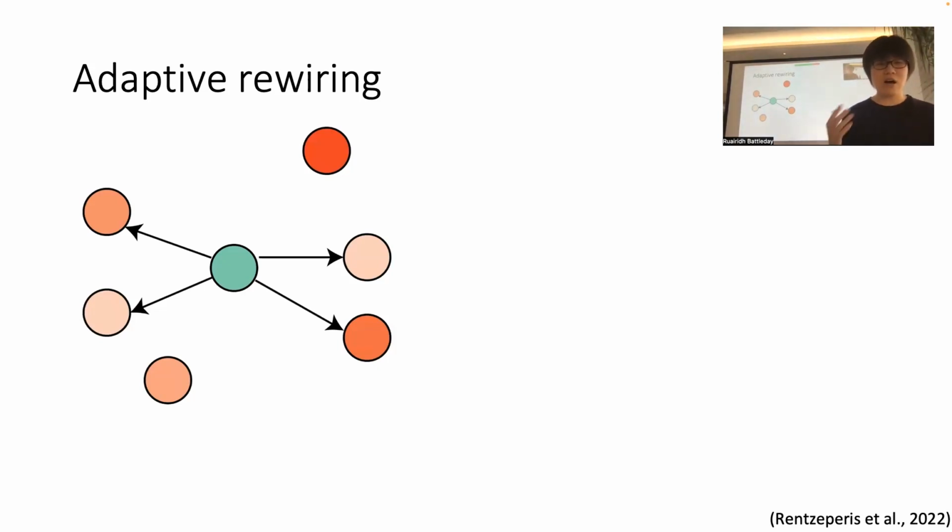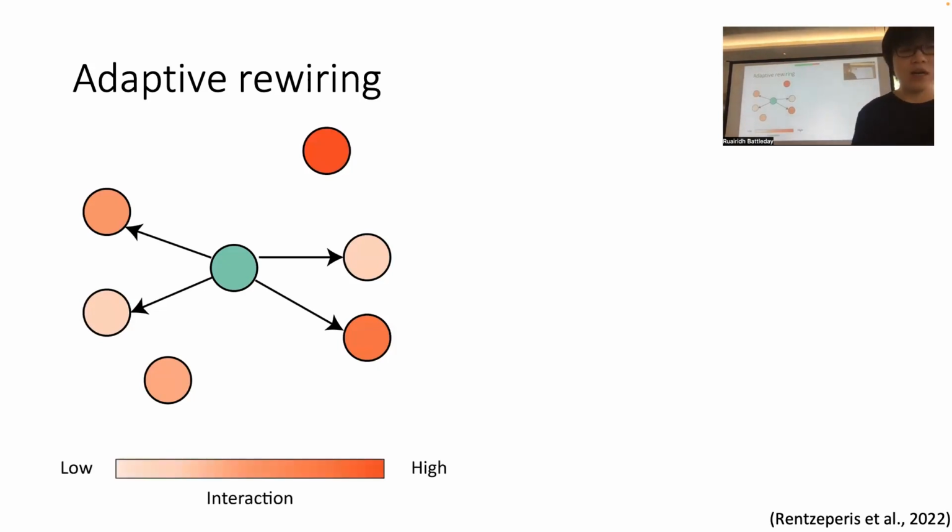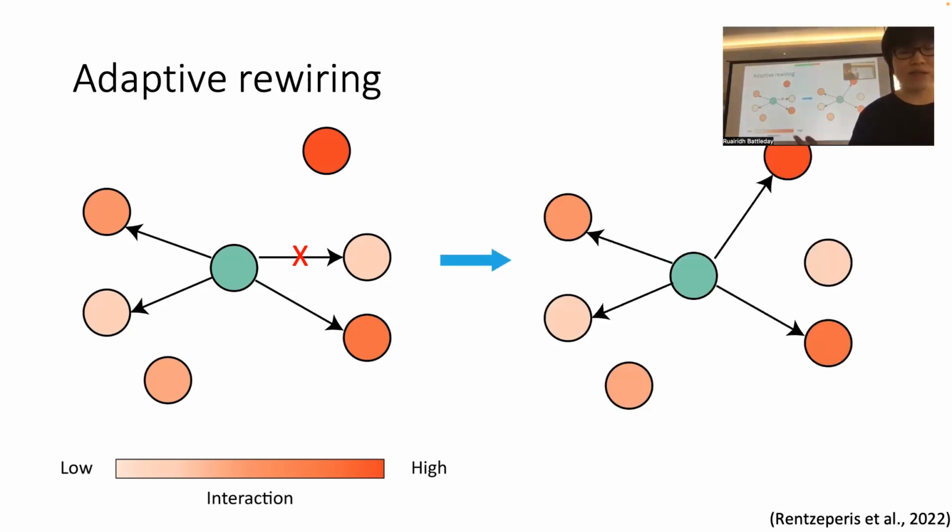The color of each node represents the intensity of its interaction with the green one. The connection to the node which interacts least intensely with the green one will be cut. So we will cut this connection, and it will be redirected to the node which interacts most intensely with the green one but was not connected to it previously. So we get this after this rewiring step.